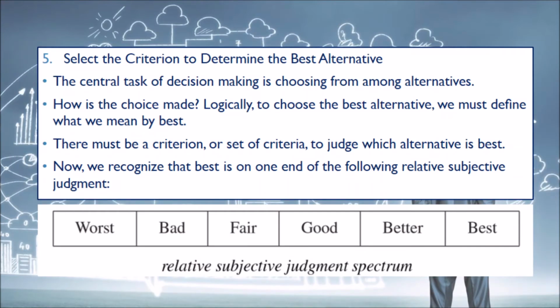Step 5. Select the criterion to determine the best alternative. The central task of decision making is choosing from among alternatives. How is the choice made? Logically, to choose the best alternative, we must define what we mean by best. There must be a criterion or set of criteria to judge which alternative is best. Now, we recognize the best is on one end of the following relative subjective judgment. So we have a relative subjective judgment spectrum that is arranged from worst to best.